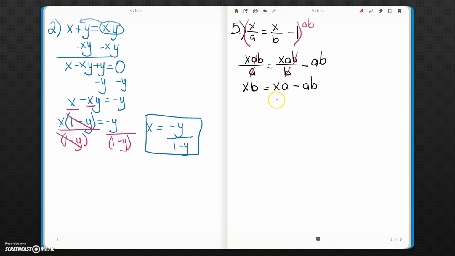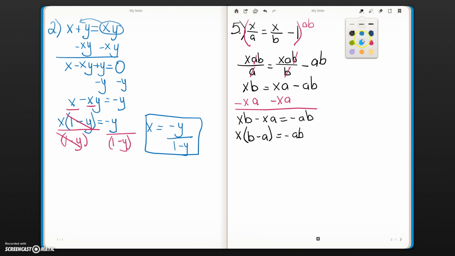So again, I have x terms on both sides, so I'm going to get all of my x terms together on one side. So I'm going to subtract ax or xa from both sides. So I've got xb minus xa equals negative ab. Now these two have a common factor of x, so I'm going to factor them out. And when I factor them out, I'm left with x times (b minus a) equals negative ab.